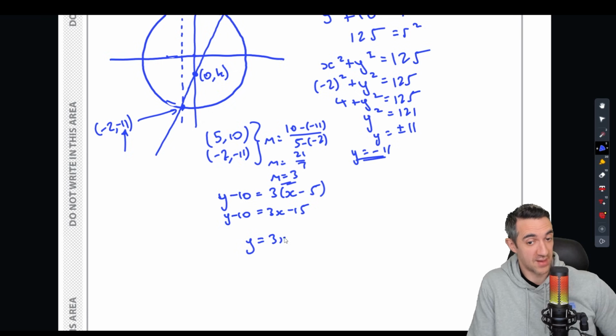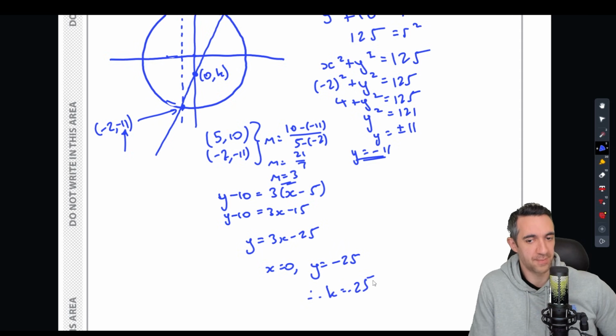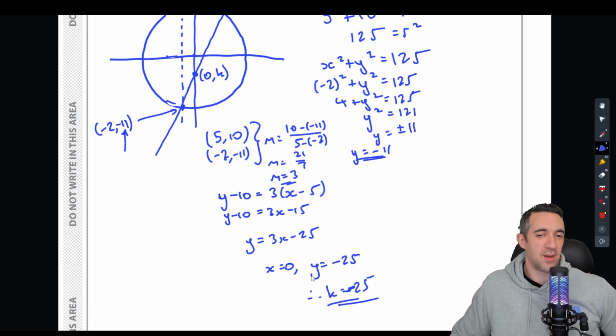I don't know. So let's go 3x minus 25. And then for x equals 0, y equals minus 25. Therefore, k equals minus 25. I'm going to go for that. Bit of a cop out. Okay, I think probably 3x minus 5 wouldn't have got me a mark, the final mark, but you never know.